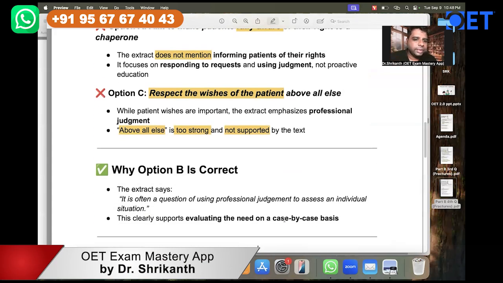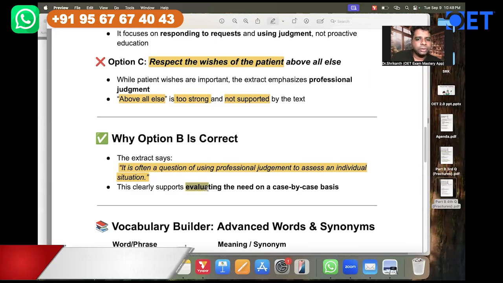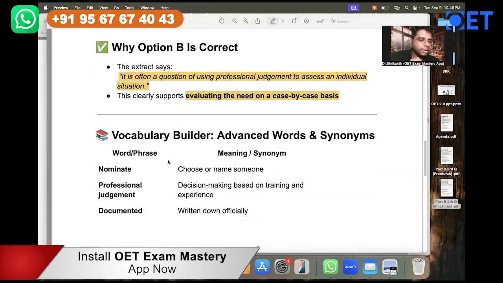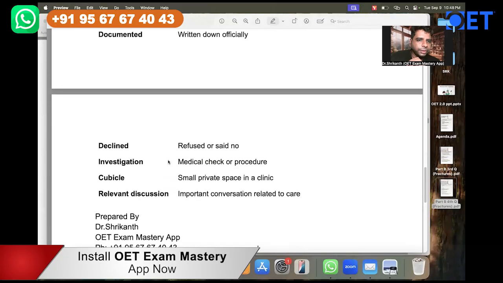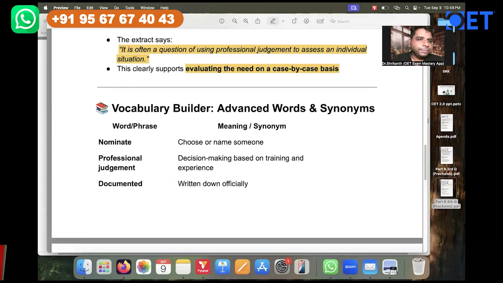So answer option B is correct because here they're telling it is often a question of using professional judgment to assess an individual situation. So this clearly supports evaluating the need on a case by case basis. Right. And this is the list of vocabulary over here. Right. So that is the fourth question.